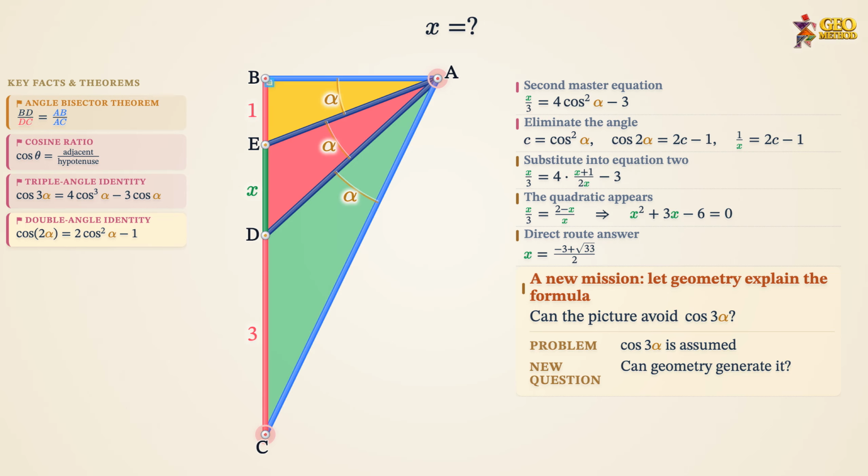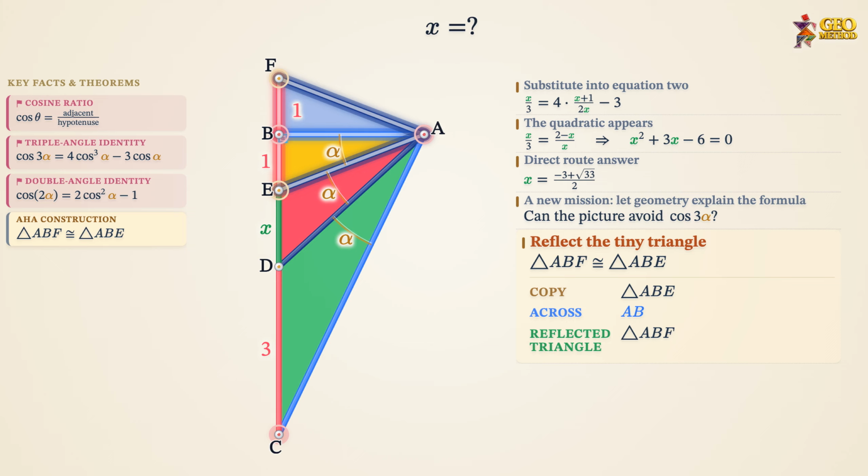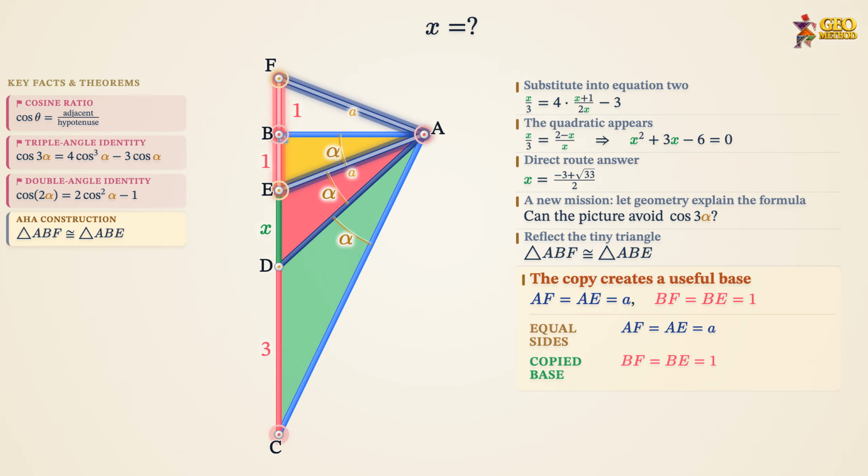Here is the auxiliary line, aha! Reflect triangle ABE across segment AB. The copied point is F, and triangle ABF is congruent to triangle ABE. The copy gives AF equals AE. Call that shared length A. It also gives BF equals BE, so BF is 1.